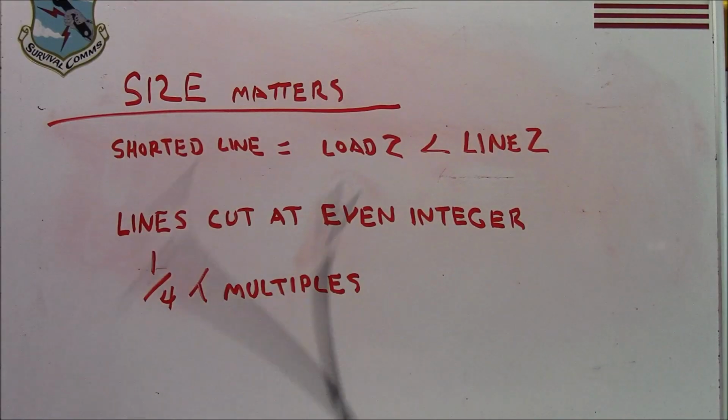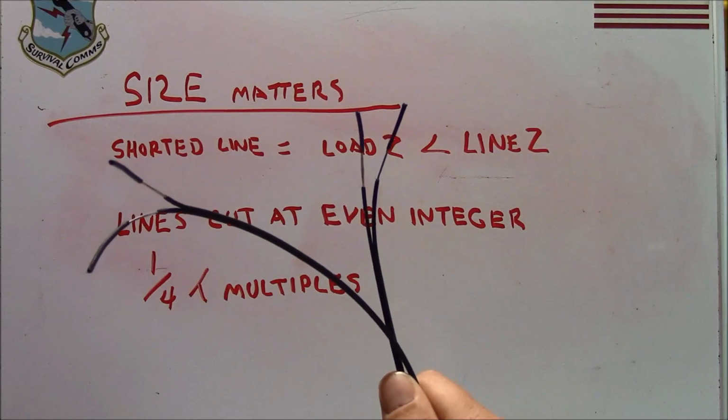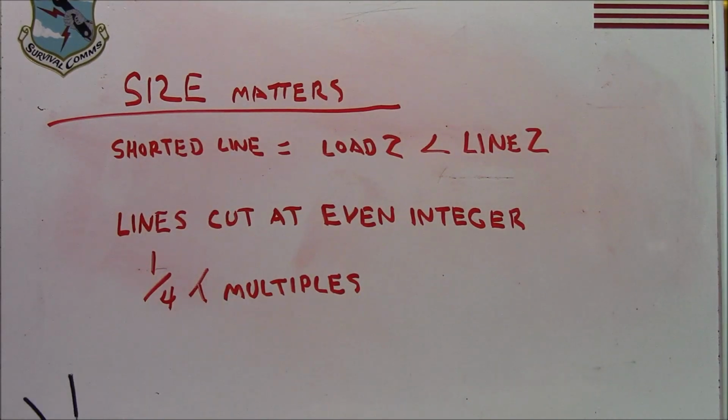An important consideration when making your own feed line out of something like this WD-1A wire is that size matters, and you need to make sure that you cut your wire to a specific length when you're direct feeding a resonant antenna.